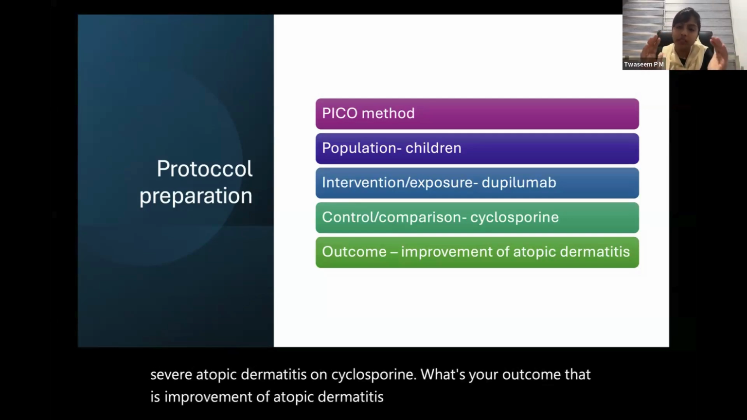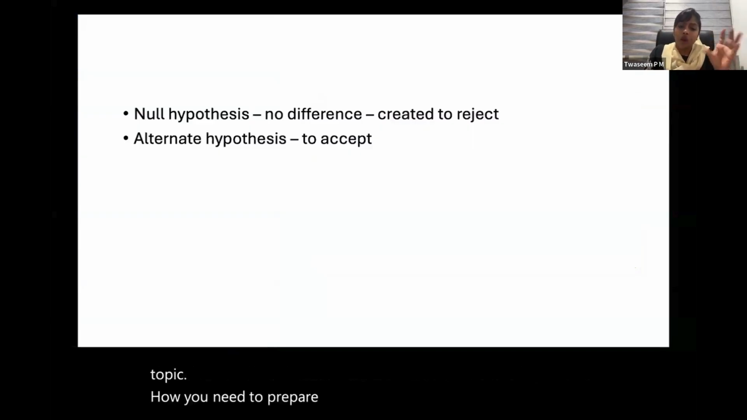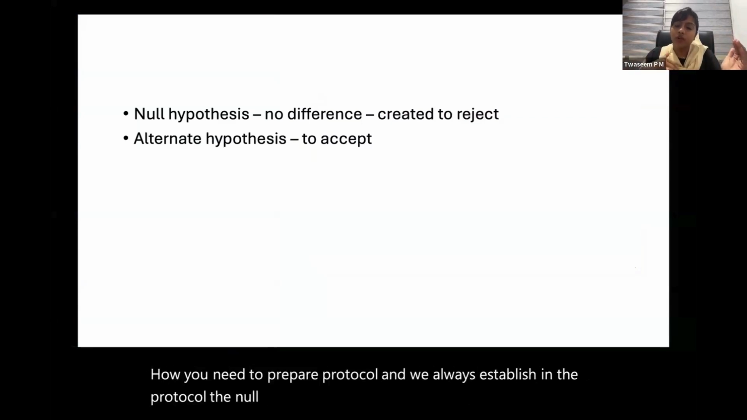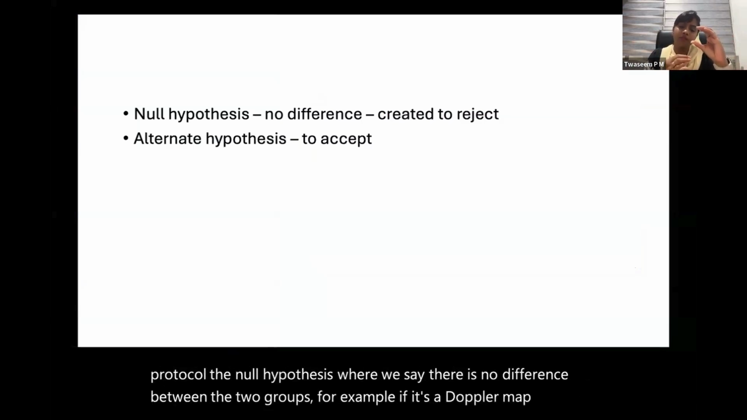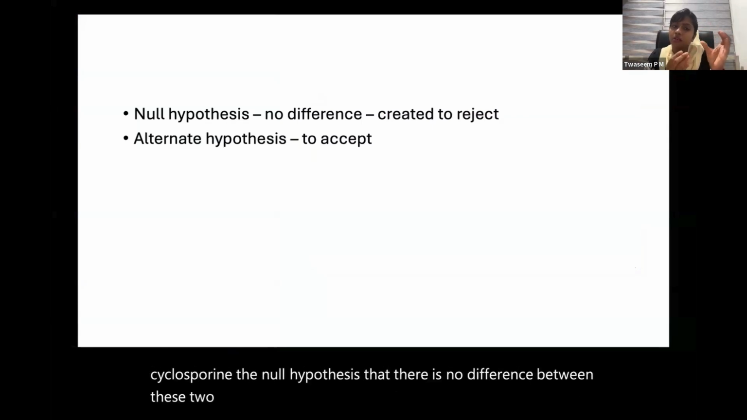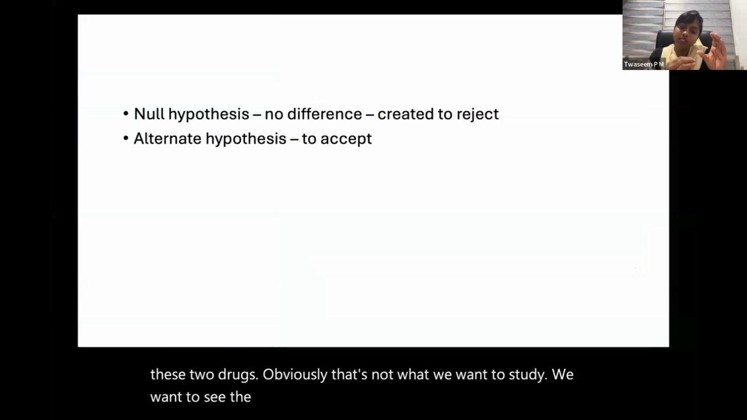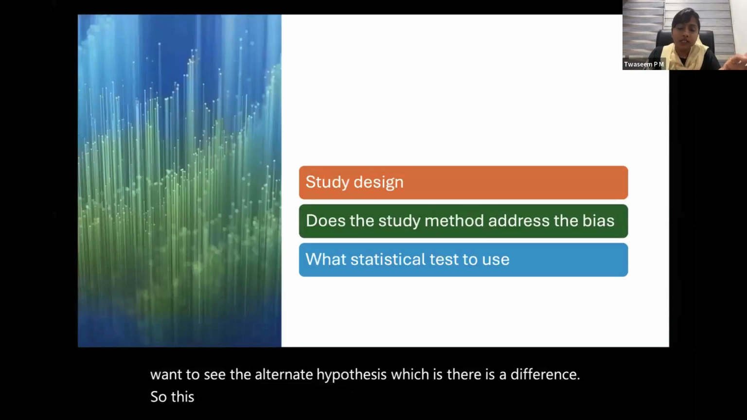So the PICO method is something you can keep in mind to be very clear on what your topic is and how you need to prepare a protocol. And we always establish in the protocol the null hypothesis, where we say there is no difference between the two groups. For example, with dupilumab and cyclosporin, the null hypothesis is that there is no difference between these two drugs. Obviously, that's not what we want to study. We want to see the alternate hypothesis, which is that there is a difference. So this is how you formulate a research paper.